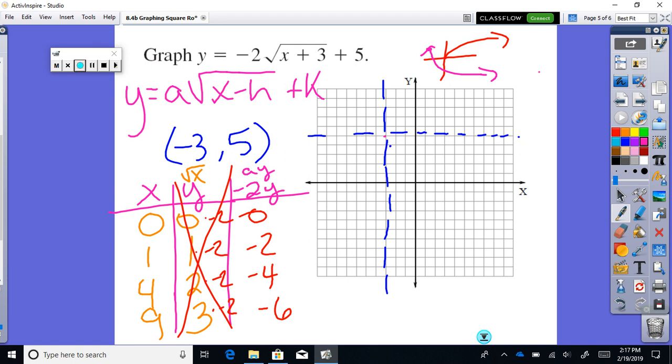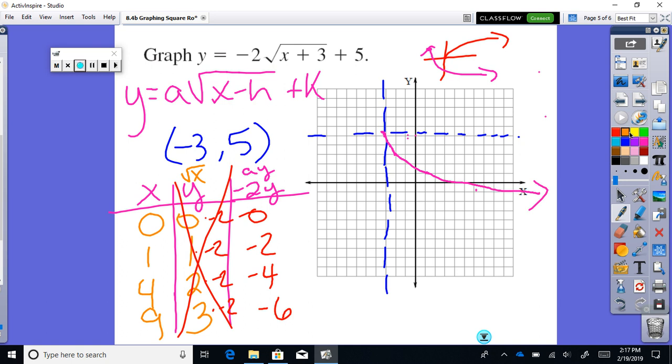So we'll start with the 0, 0, and then to the right 1, down 2, to the right 4, down 4, and then over 9, down 6. And so you can see the vertical stretch and the reflection here. It's going to look like that.